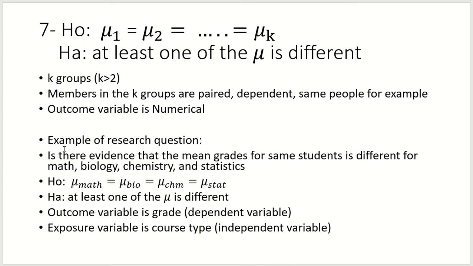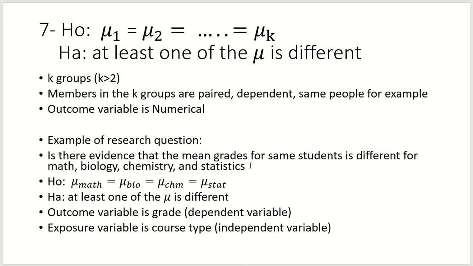An example of that question: is there evidence that the mean grades for the same students is different for math, biology, chemistry, and statistics? So how many groups do I have? Well, I have the math group, the biology group, the chemistry group, and the statistics group. These are 4. My outcome is their grades, which is numerical, so I'm going to look at their averages.